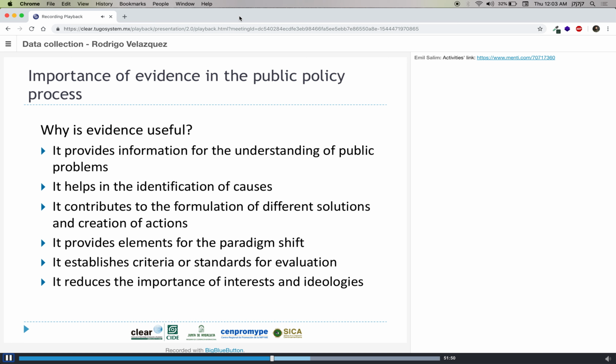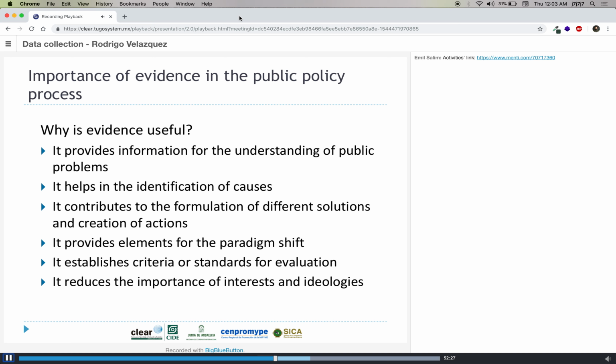And it is not only important for evaluation, but because it also establishes criteria or standards for evaluation. When we are evaluating a program or public action, data collection and systematization is going to help us to establish criteria to evaluate the program or public policy. And finally, we can talk about many more reasons, but finally, providing evidence reduces the importance of interests and ideologies.